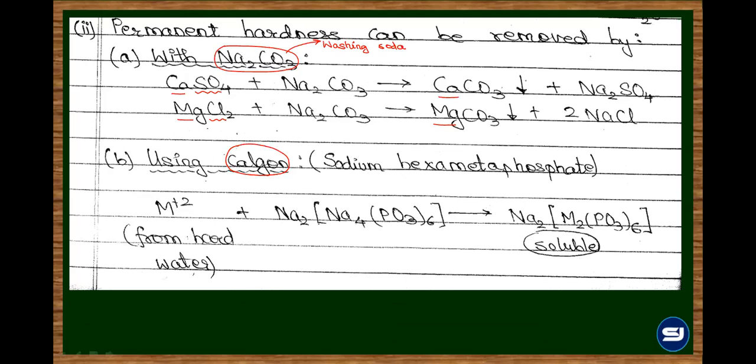Second method is using Calgon. Calgon is the commercial name given to sodium hexametaphosphate. Hexametaphosphate. Now the concept of meta I had told you.